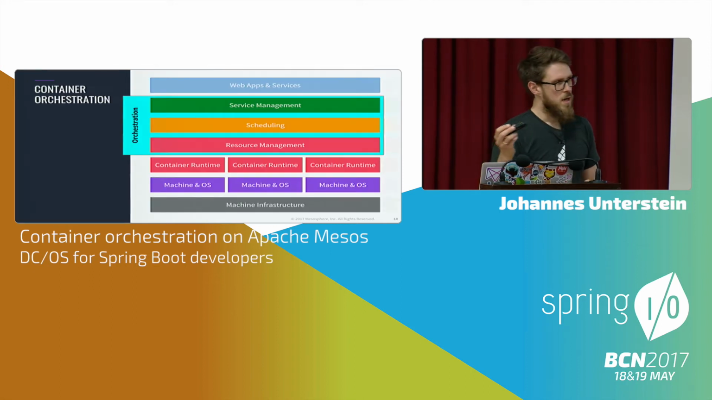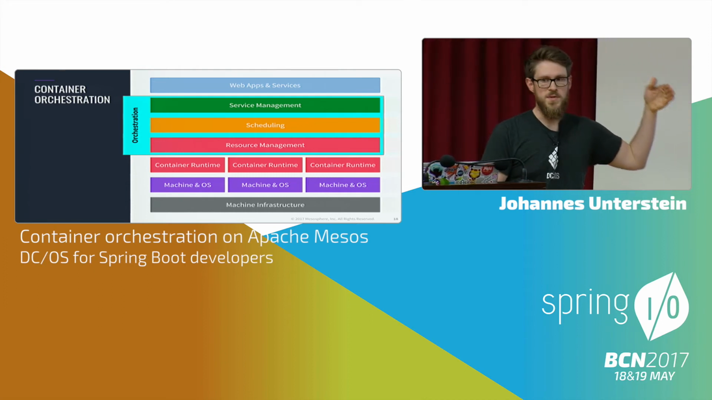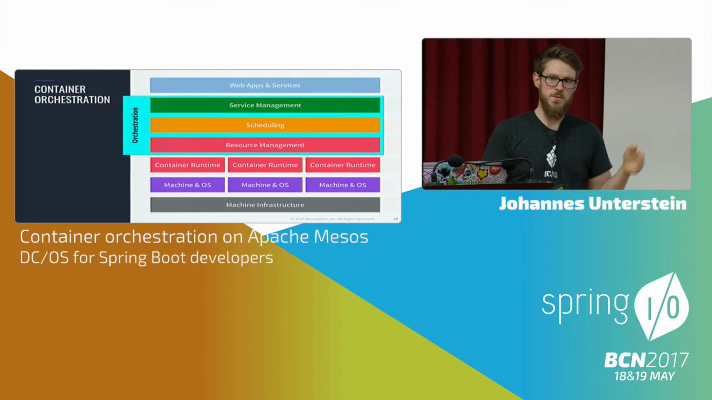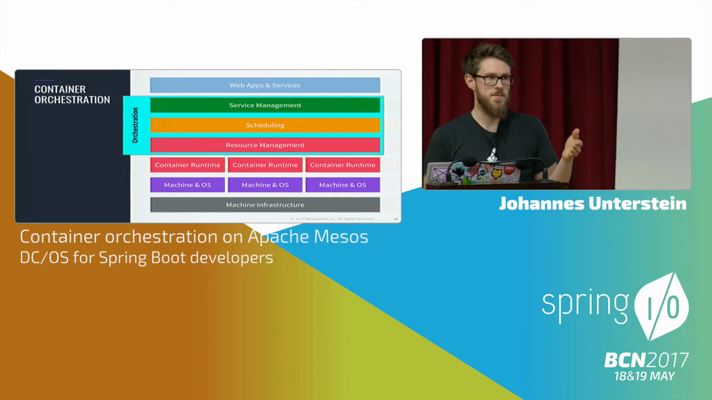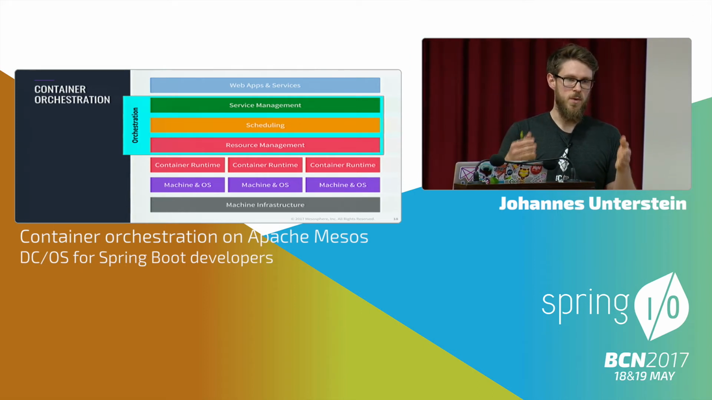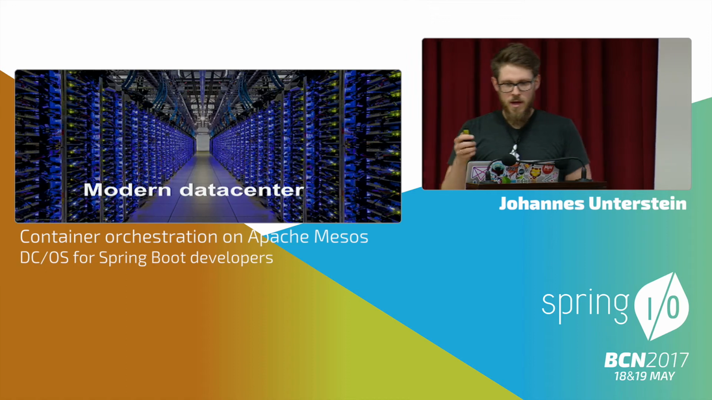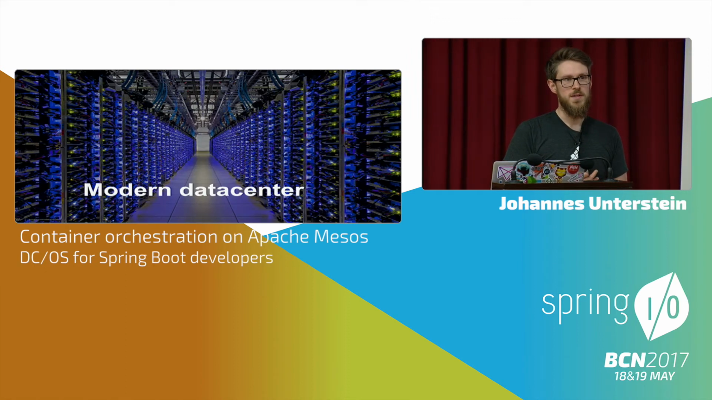So our architecture looks now a little bit like this. We do have a container runtime. On top, we do have resource management, scheduling, and service management. On top of that orchestration layer, we do have our web apps and services to have a fully automated production environment. And this is the point where we want to talk about modern data centers.